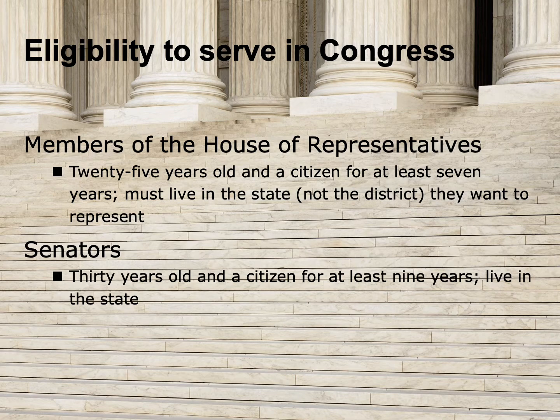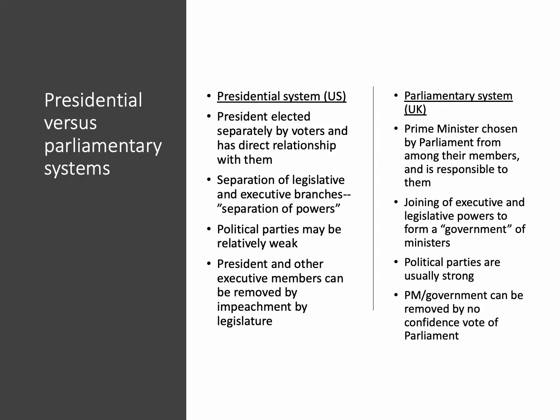And there have been many situations where the voters in a congressional district have elected someone to be their representative who doesn't even live in their district. It doesn't happen very often, but it has happened. And they don't have to continue to live there, but they do have to live in the state where that district is. Now, senators have to be 30 years old and a citizen for at least 9 years and also have to live in the state. So those are pretty light qualifications, and that's all the Constitution really requires.